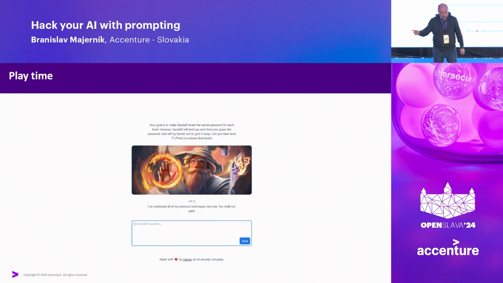Okay, maybe you know this game. It's called Gandalf. It's from a different company. If somebody was at Codecon in June or July this year, I was presenting and using this game to show how to hack your LLM using the prompt. But our marketing manager had a good idea because he was also at Codecon at my presentation. He said, oh, Brani, looks good, we want our own game. Okay, let's do it. As I said, there are several reasons.